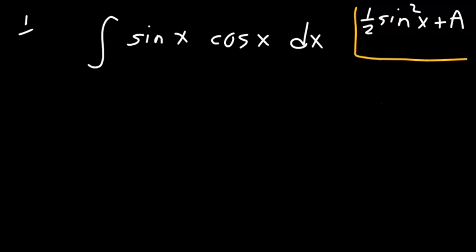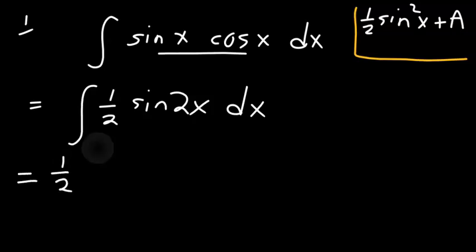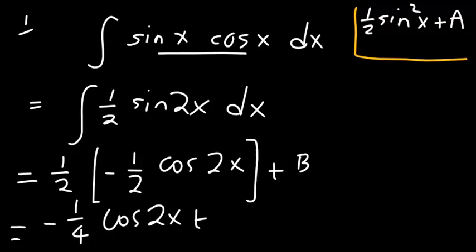Now let's try to solve this using a slightly different method. Using a trigonometric identity, we know that sin x cos x is just half sin 2x, and we want to integrate that with respect to x. Now you can take the half out. When you integrate sine, you will get minus half cos 2x. The minus half comes from that constant, plus an integration constant, let's call it b. So the complete answer is 1 over 4, negative 1 over 4 cos 2x plus b.